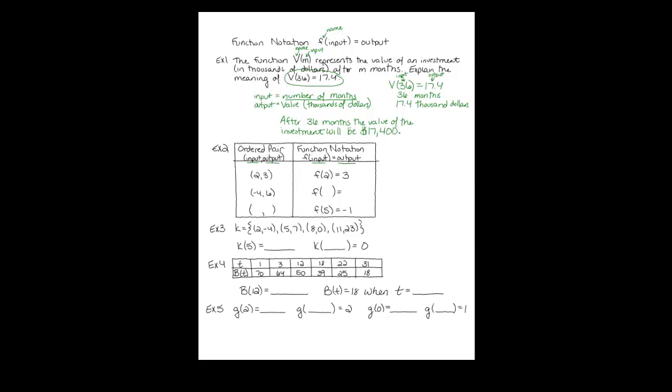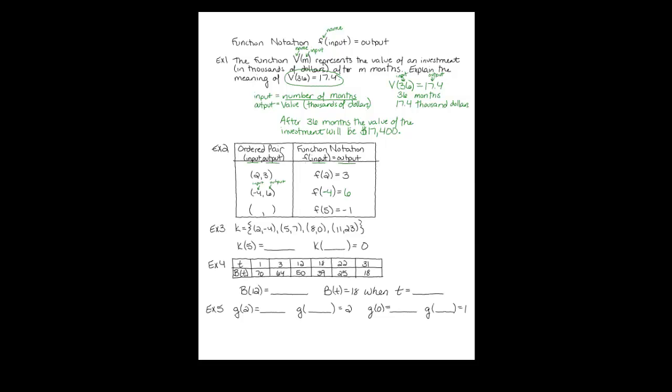Moving down to the next row, we have -4, 6 as an ordered pair. Because it comes first, we know that the -4 is the input. The 6 is the output. So in function notation, the input value always goes inside the parentheses, so the -4 is inside the parentheses, the 6 on the other side of the equal sign. So we have f of negative 4 is equal to 6.